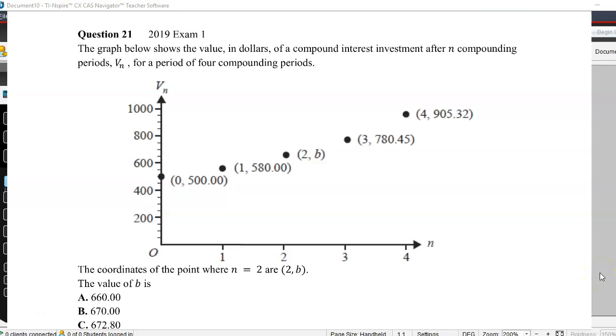Alrighty, so from 2019 exam 1, we've got question 21. The graph below shows the value in dollars of a compound interest investment after n compounding periods, Vn, for a period of 4 compounding periods. Okay, so here we have our compounding periods and our value there. We can see our Vn like that.